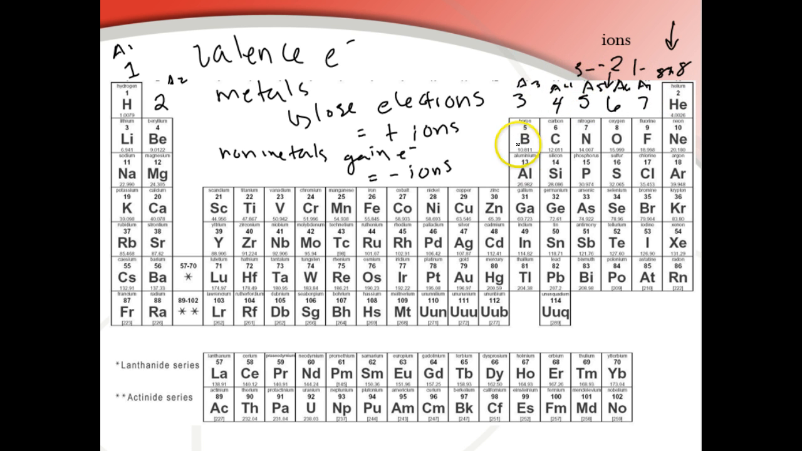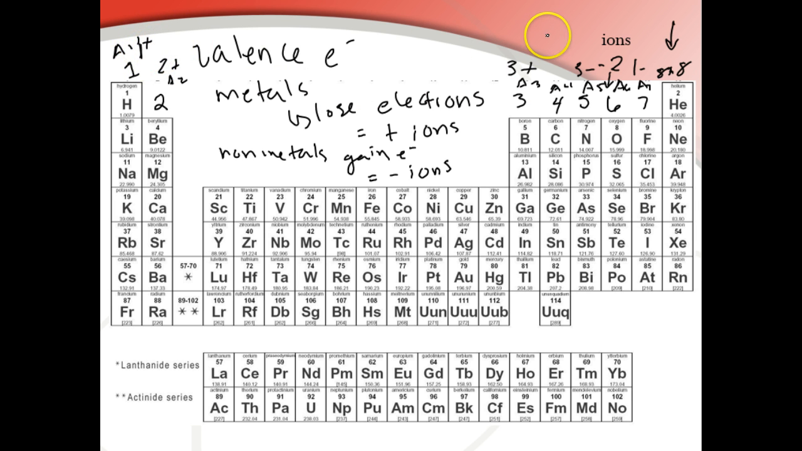Boron's group, it's got 3 valence electrons. To get to 8, it'd have to gain 5. That's a lot of energy, so instead it loses 3. So we get a 3 plus. Over here, a 2 plus, and a 1 plus. This takes some practice to do.